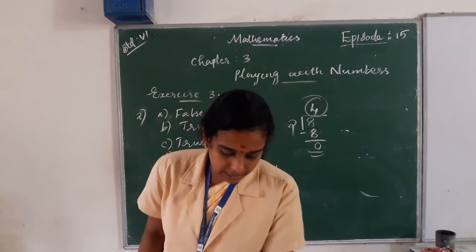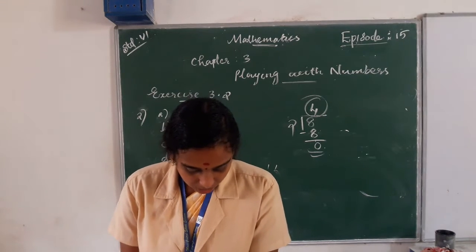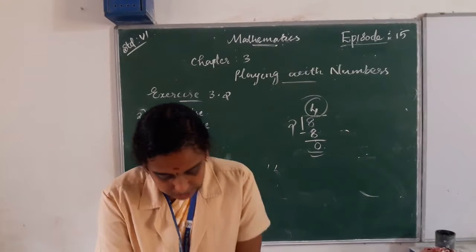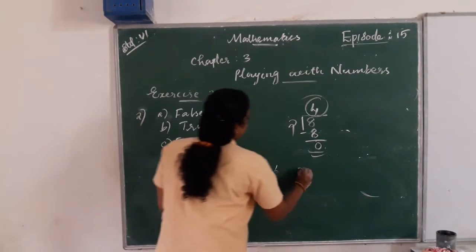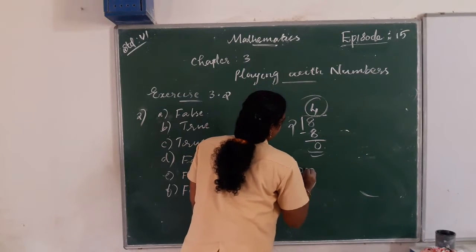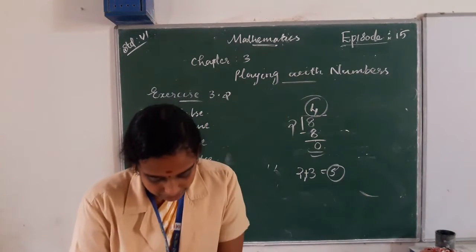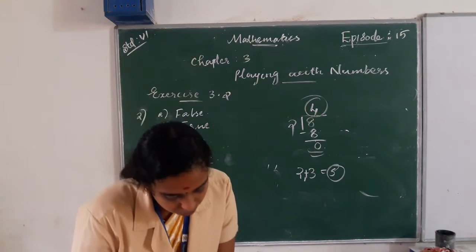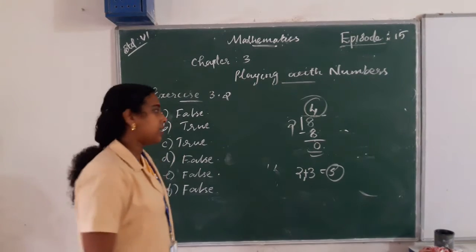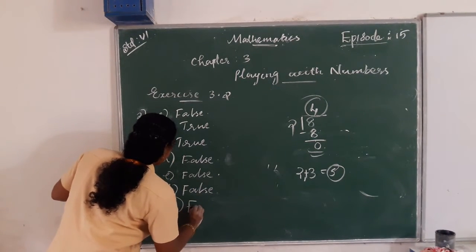Then statement G: the sum of two prime numbers is always even. Is it true or false? Take the prime numbers 2 and 3, and we get 5, which is an odd number. So the sum may be an odd number. So the statement is false. The sum of two prime numbers is always even is a false statement. So statement G is false.